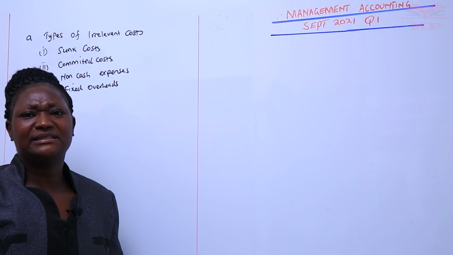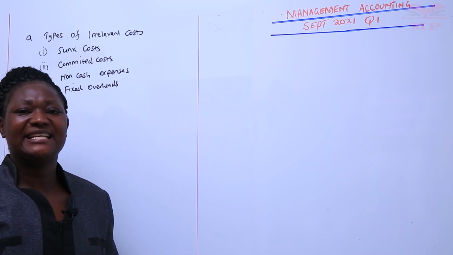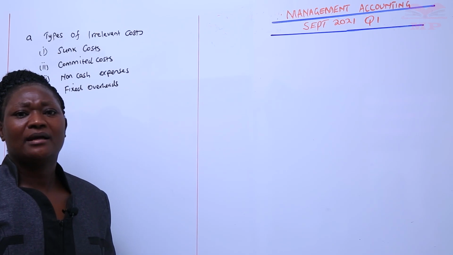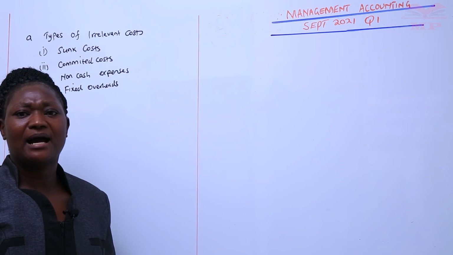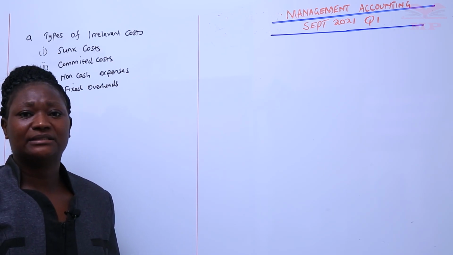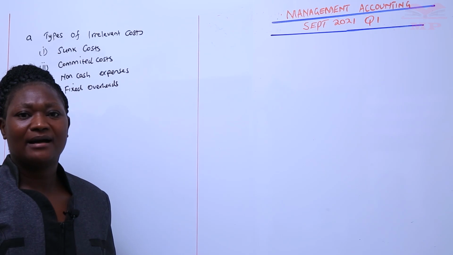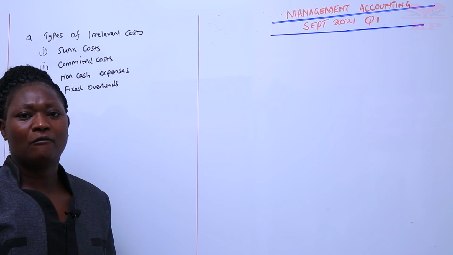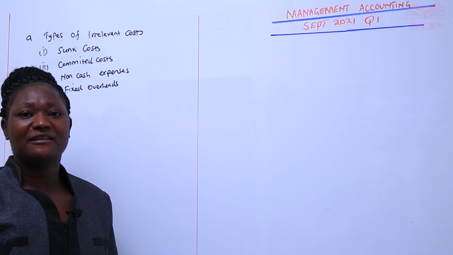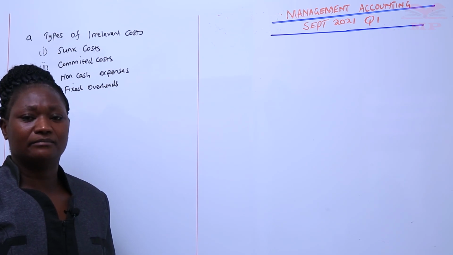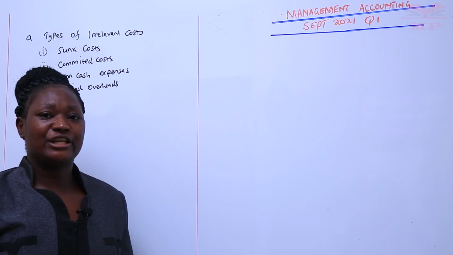So a sunk cost is a cost that has already been incurred, and therefore it cannot be changed. And therefore it is normally irrelevant in decision making. A cost that cannot be changed cannot be used in making any decisions. A good example of a sunk cost is the cost that was used for purchasing something like a motor vehicle in an organization. This cost is already incurred, and therefore it will not be changed.